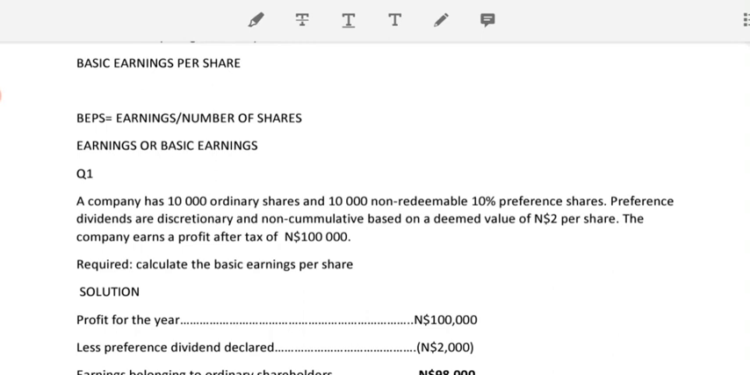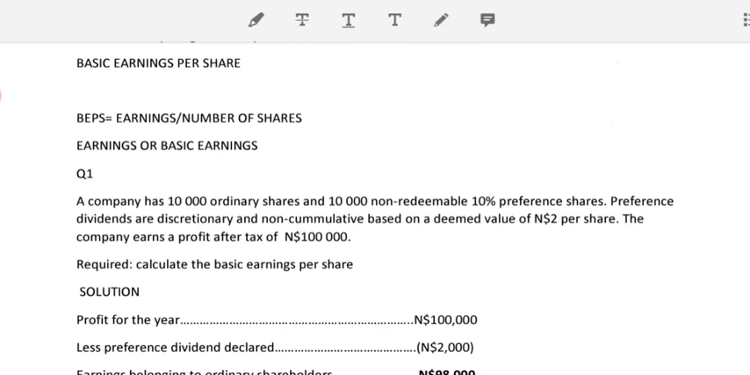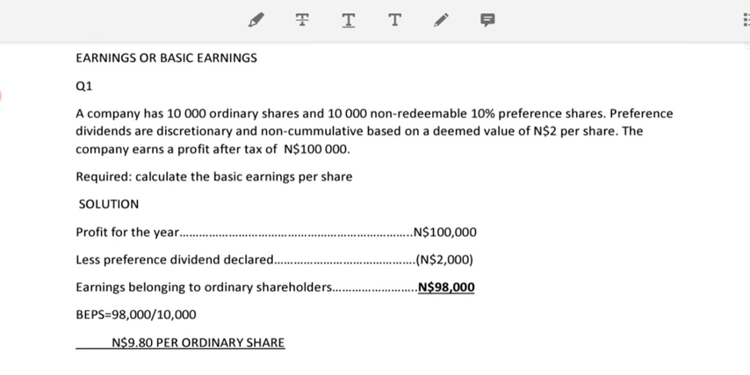We are moving on to the basic earnings per share formula. This is the formula where earnings are divided by the number of shares. Earnings divided by the number of shares. Let's look at how we calculate the earnings, or the basic earnings, which is the numerator in our formula.